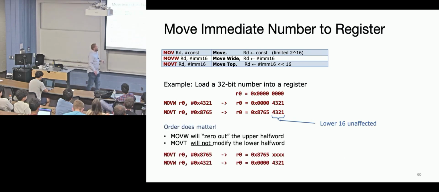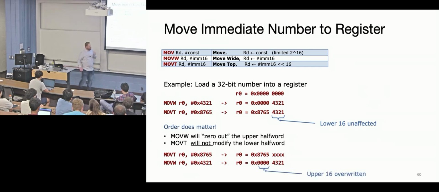So if you go the other way, if you did move top, let's just say this was unknown up here, you would rewrite the top of R0, but then when you come and do move wide, it mandates that there's zeros here. So now you're going to erase what you did for the top, and you'll come out with 0004321. So these are not immutable. You have to do them in the correct order. But it's a nice way to get variables into registers quickly if you're just writing sample code for yourself.